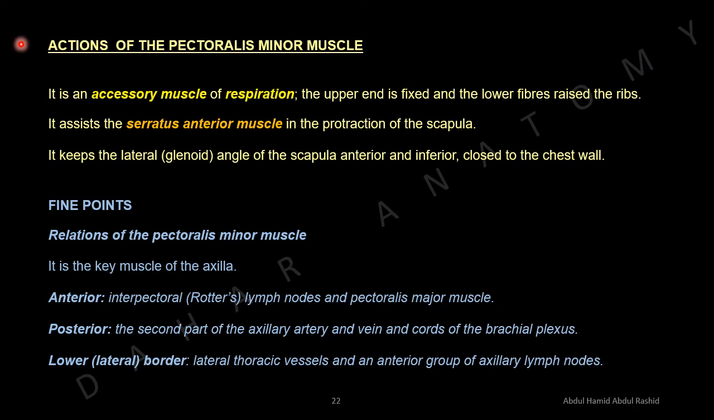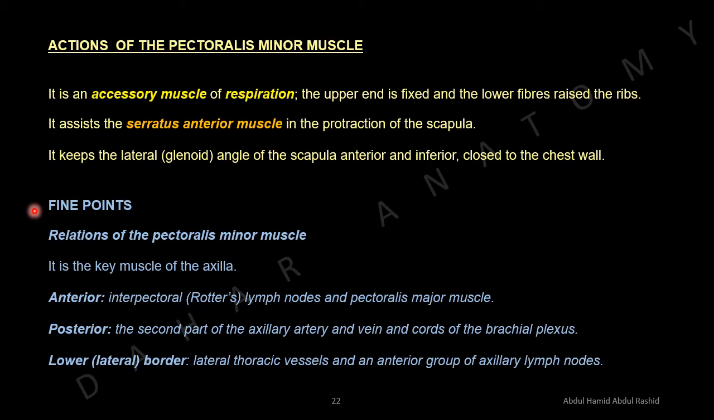Actions of the pectoralis minor muscle. It is an accessory muscle of respiration. When the upper end is fixed, the lower fibers raise the ribs during respiration. It assists the serratus anterior muscle in the protraction of the scapula. It keeps the lateral, that is glenoid, angle of the scapula anterior and inferior, close to the chest wall.